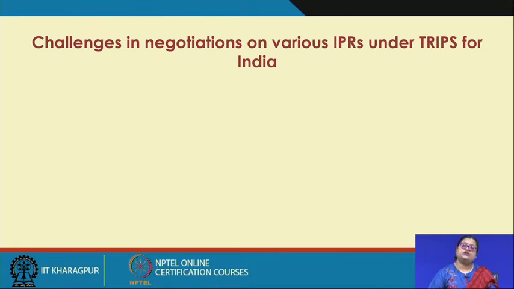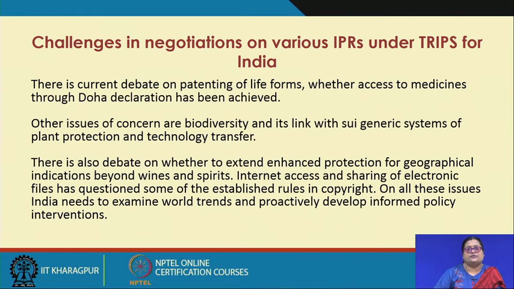Now, we will discuss some of the challenges in negotiations on various IPRs under TRIPS for India. Presently, there is some debate on the patenting of life forms, and whether access to medicines through the Doha Declaration has been achieved. Other issues of concern are biodiversity and its link with sui generis systems of plant protection and technology transfer. There is also debate on whether to extend enhanced protection for geographical indications beyond wines and spirits. Internet access and sharing of electronic files has questioned some of the established rules in copyright. On all these issues, India needs to examine world trends and proactively develop informed policy interventions.